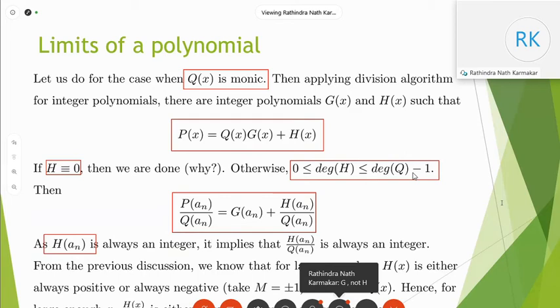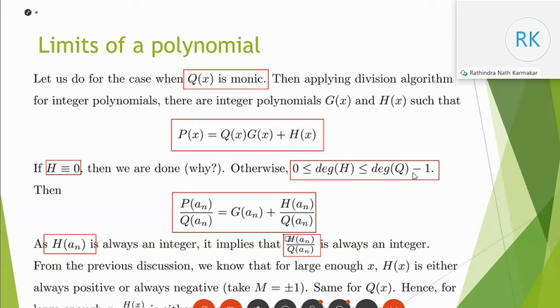g of n is an integer because g is an integer polynomial and we are inputting an integer inside it. So p of n by q of n minus g of n will also be an integer then. That means h of n by q of n will always be an integer. Now this is a little bit more advantageous because we know that the degree of h is less than the degree of q. So this allows us to apply the theory of limits. I will show you how.